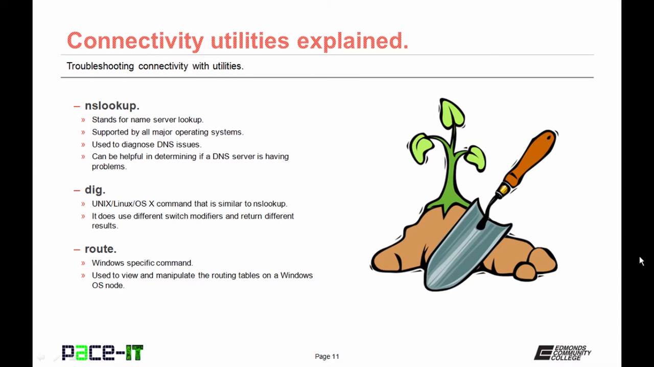DIG is similar to NSLookup, but it is specific to Unix, Linux, and OS X. It does use different switch modifiers and returns slightly different results. There is the route utility. This is a Windows-specific command. It's used to view and modify the routing tables on a Windows operating system node.